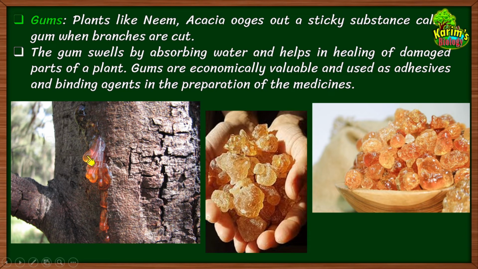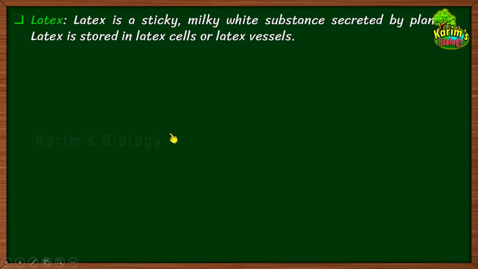Though the gums are secreted by the plants for their own benefit, we can also exploit them because they are economically valuable, and they can be used as adhesives. Adhesive means they can be used as binding agents, and they can also be used in the preparation of medicines. Right, that's about gums. And the next one is latex. Okay, it is somewhat different from the resins and gums, because it is white in color and it is also sticky. It is a milky white colored substance secreted by the plants.